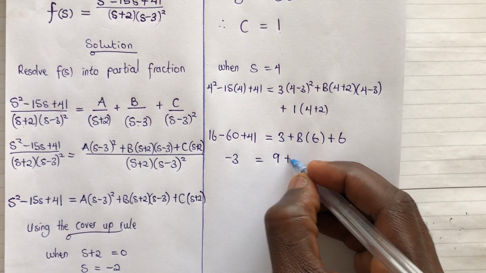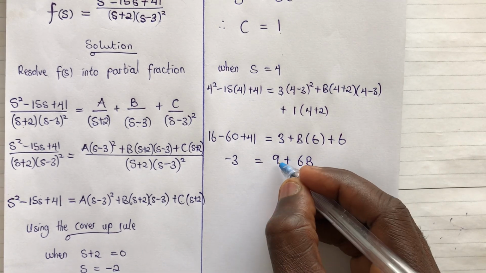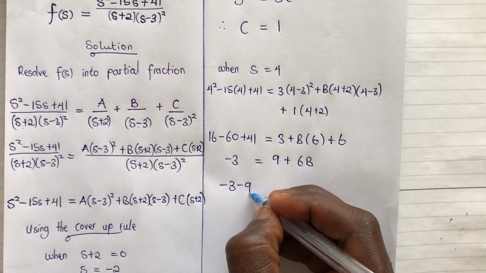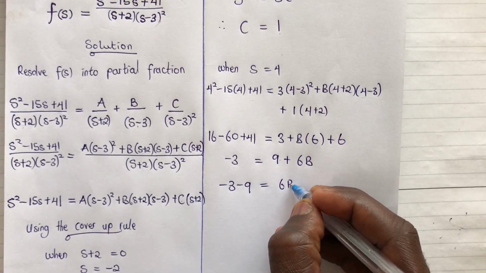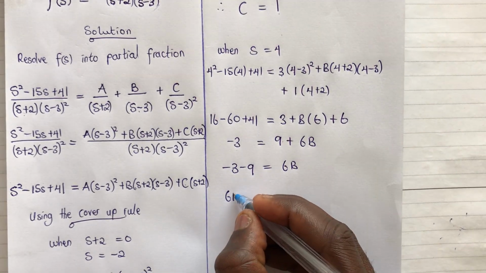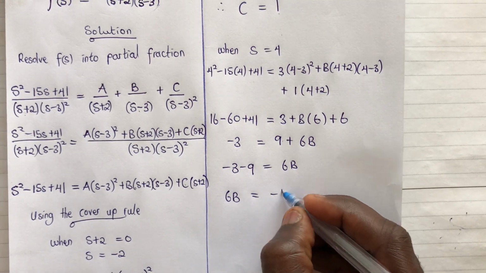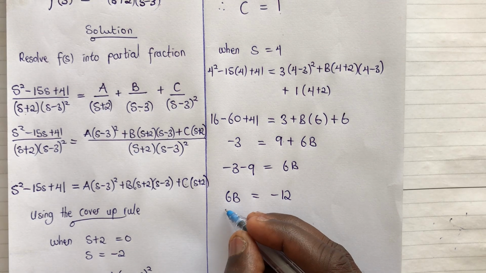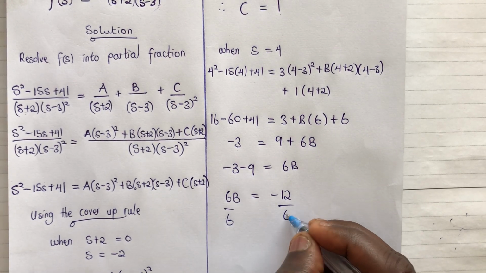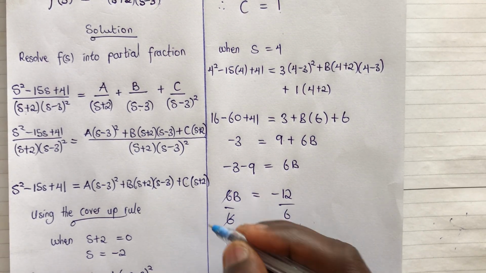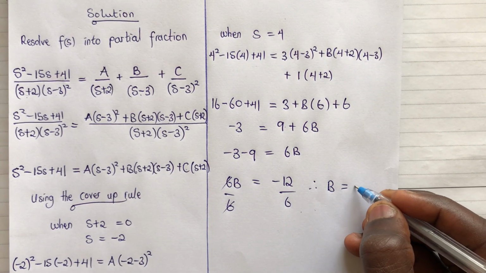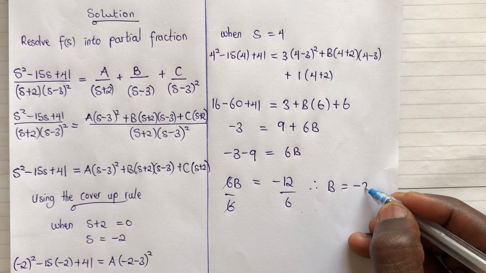Okay, you can cross this one here. So minus 3 minus 9 equal to 6b. So therefore, 6b is equal to negative 12. Okay, divide through by 6. So this is over 6 over 6. So this cancels. We have b is equal to minus 2.